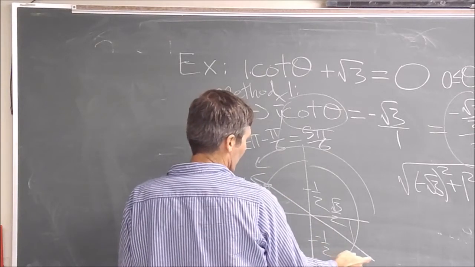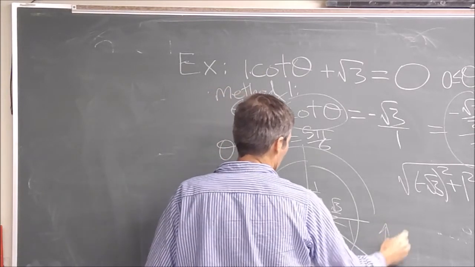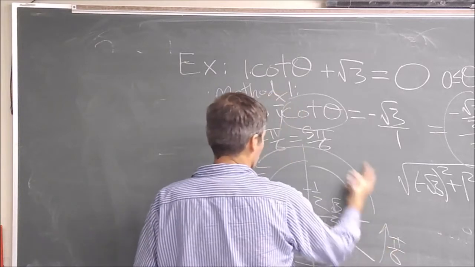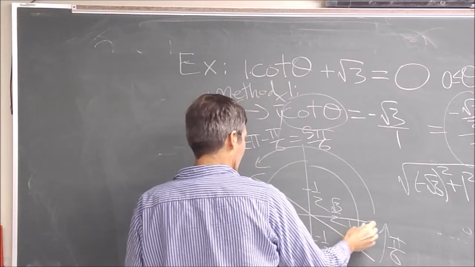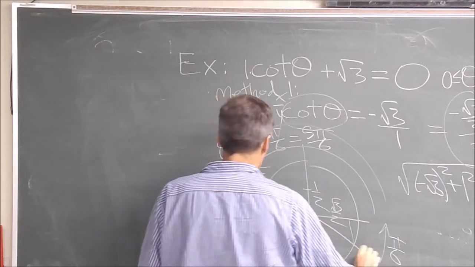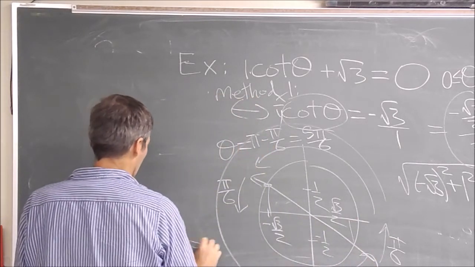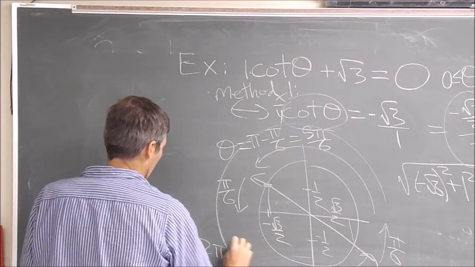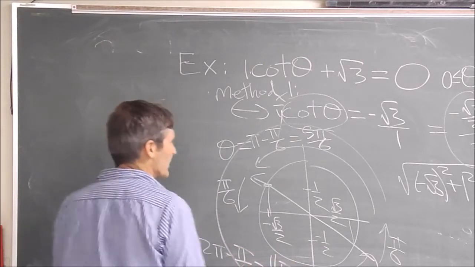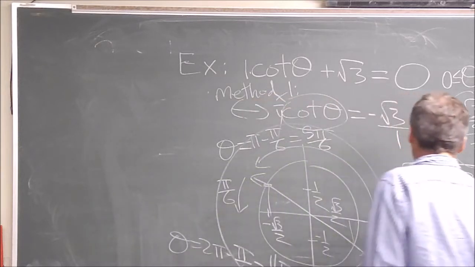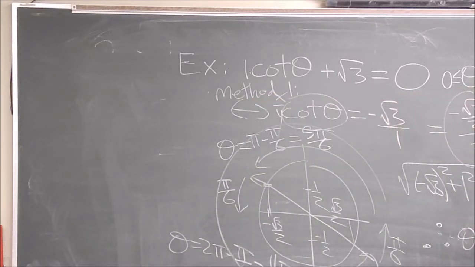And then, by symmetry, this has to be the same pi over 6. So I can go 2 pi back up pi over 6 for the other angle, this one, which is 11 pi over 6. So I've got 2 solutions. Theta equals 5 pi over 6 or 11 pi over 6.